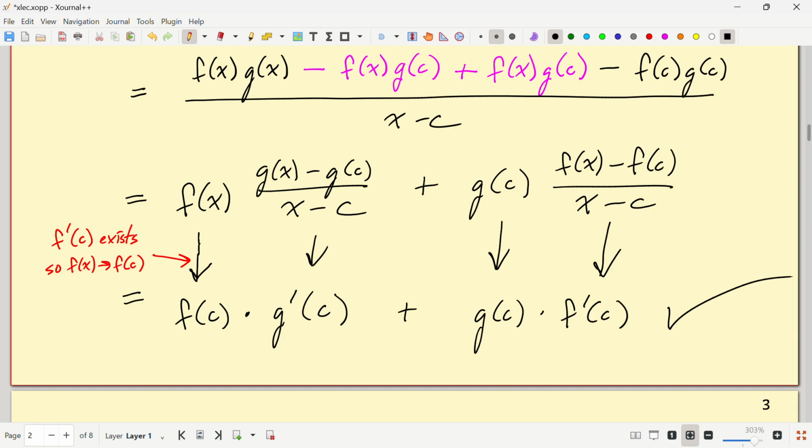Question? No, the limit. f of x goes to f of c. Right, because it's continuous, being differentiable. Yeah, I'm letting x tend to c now in all of this.